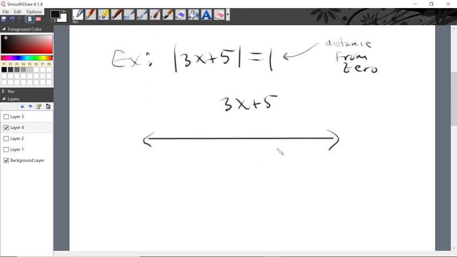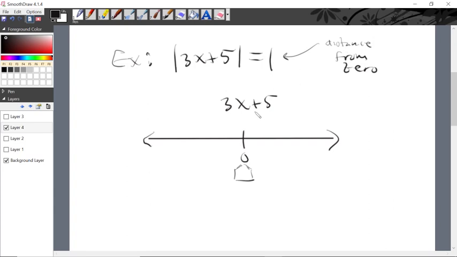Okay, the real number line. This is 0. That's home, right? This is home for 3x plus 5. Home. 3x plus 5 lives exactly 1 unit away from 0.